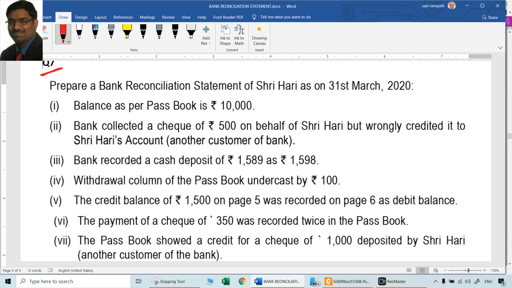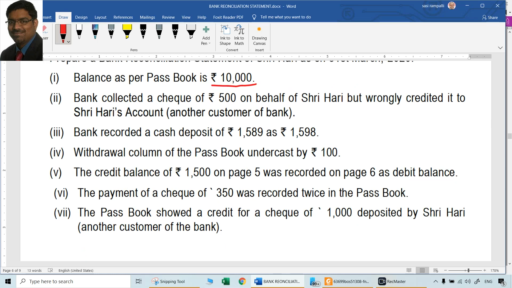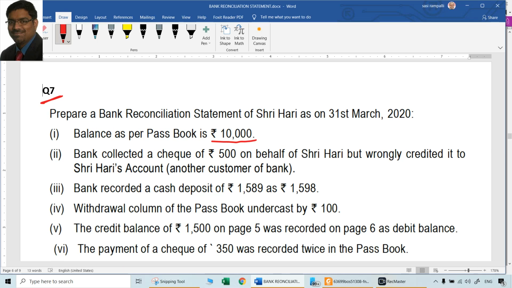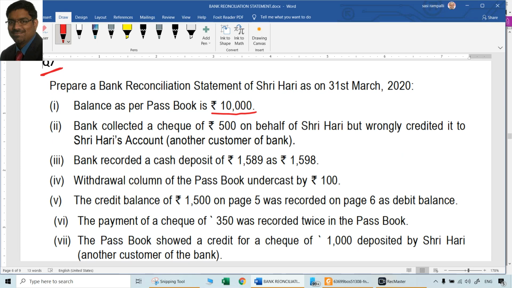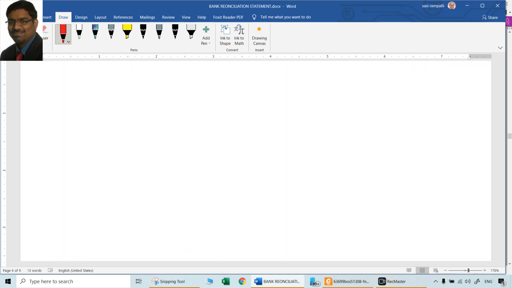Prepare a bank reconciliation statement of Sri Hari as on 31st March 2020. That is the date. Balance as per passbook is 10,000 rupees. That is the starting point. See, when the passbook balance is given, we cannot prepare any revised cash book and all. So obviously we have to start with that. There is no option. So only BRS can be prepared.